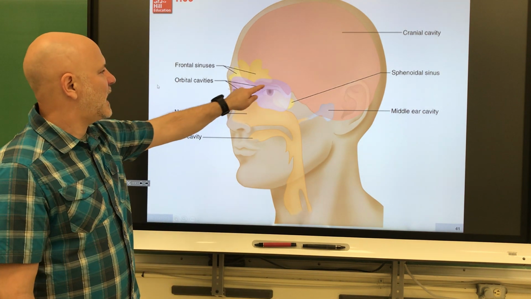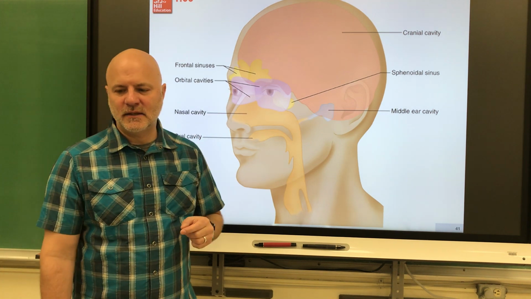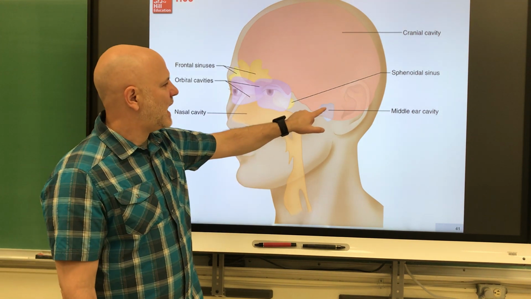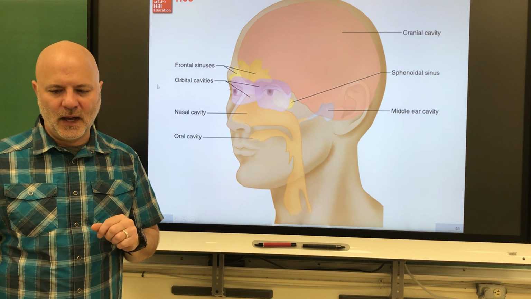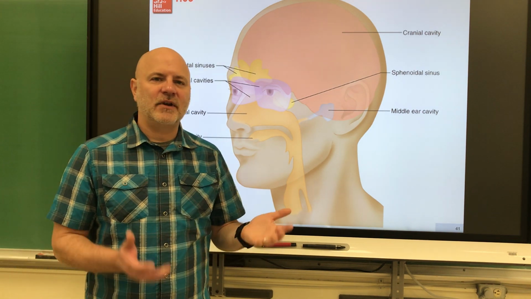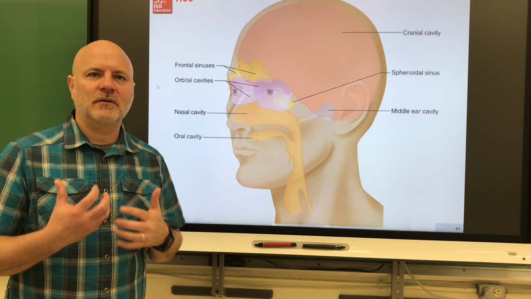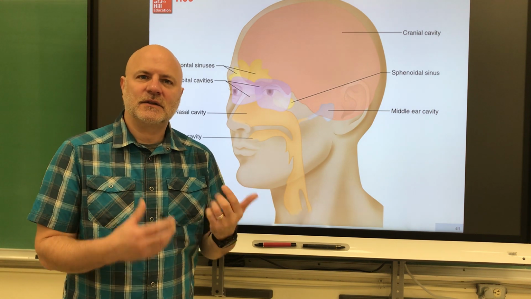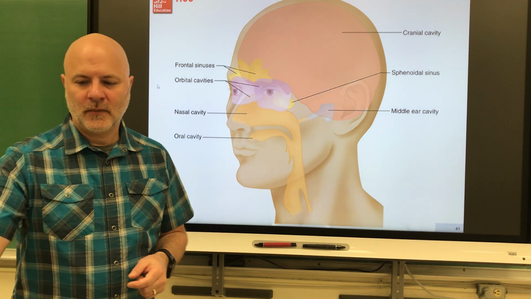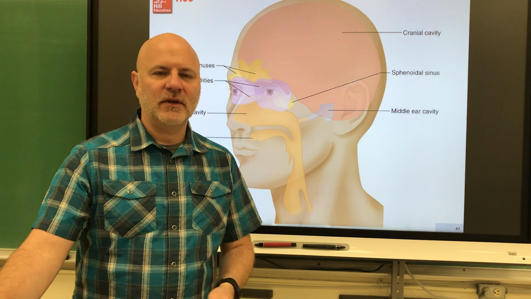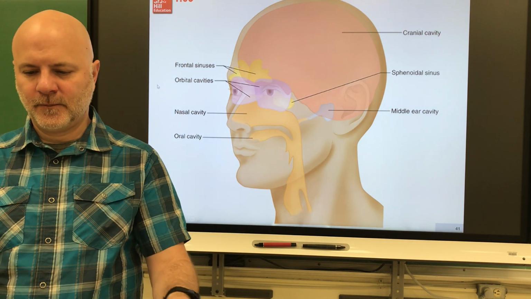We have the orbital cavities. Those house our eyes. All right, we have the middle ear cavity here. We also have digestive cavities within our abdominal pelvic cavity. So, even if there's nothing in your stomach, there's still a cavity within your stomach. And lastly, our synovial cavities, which I kind of mentioned already.